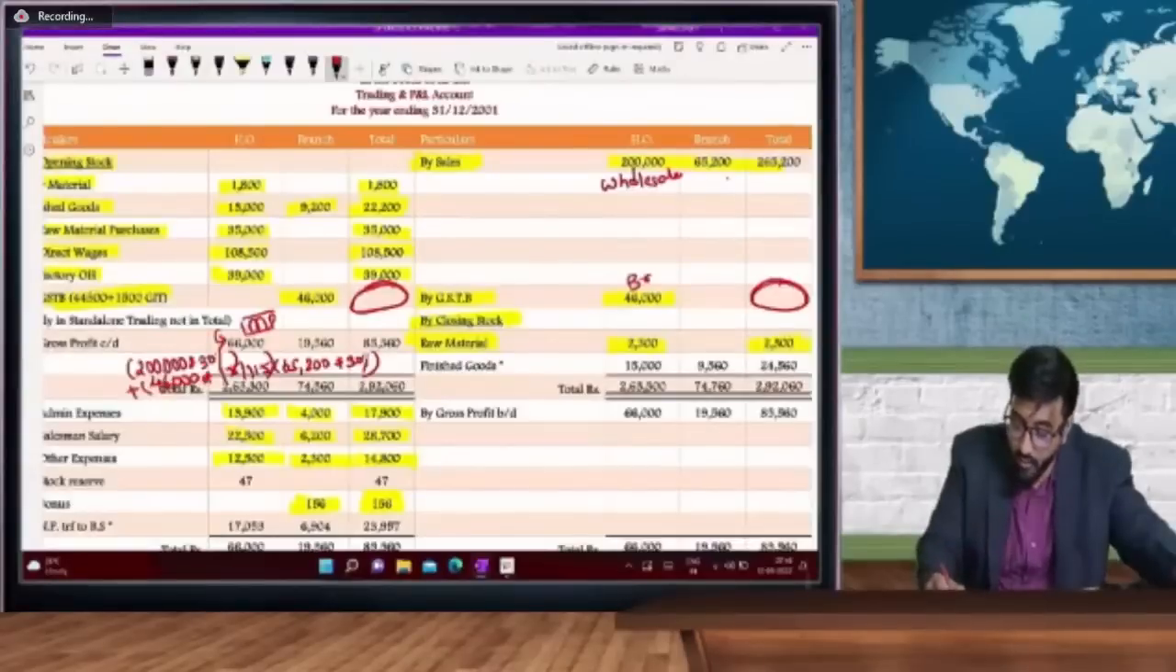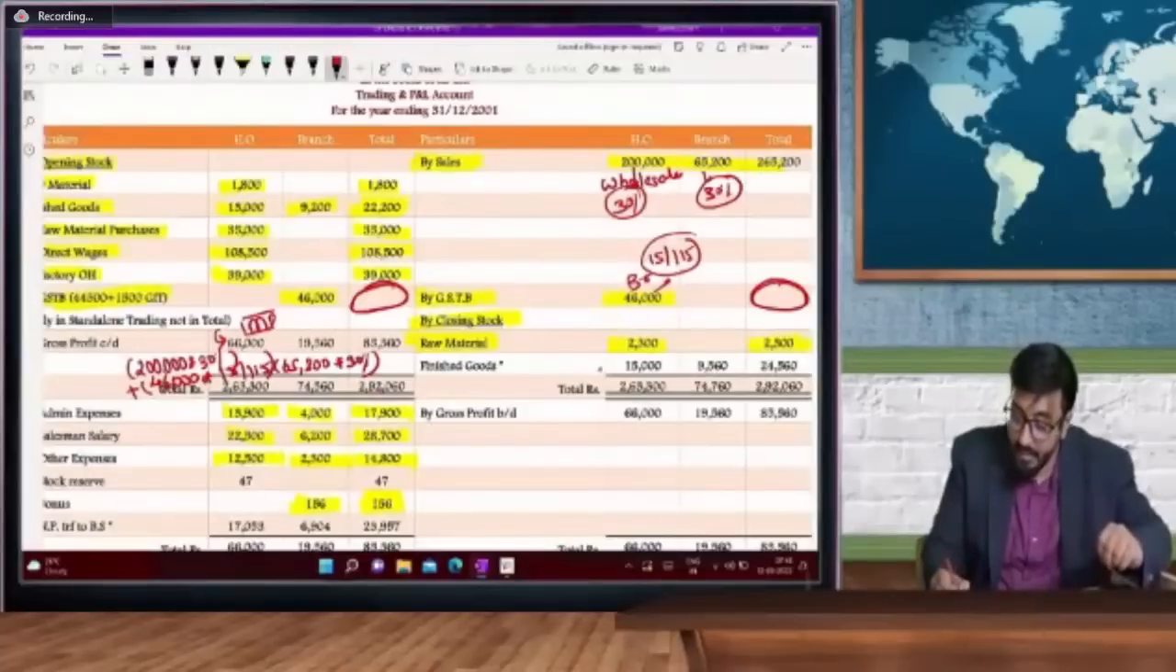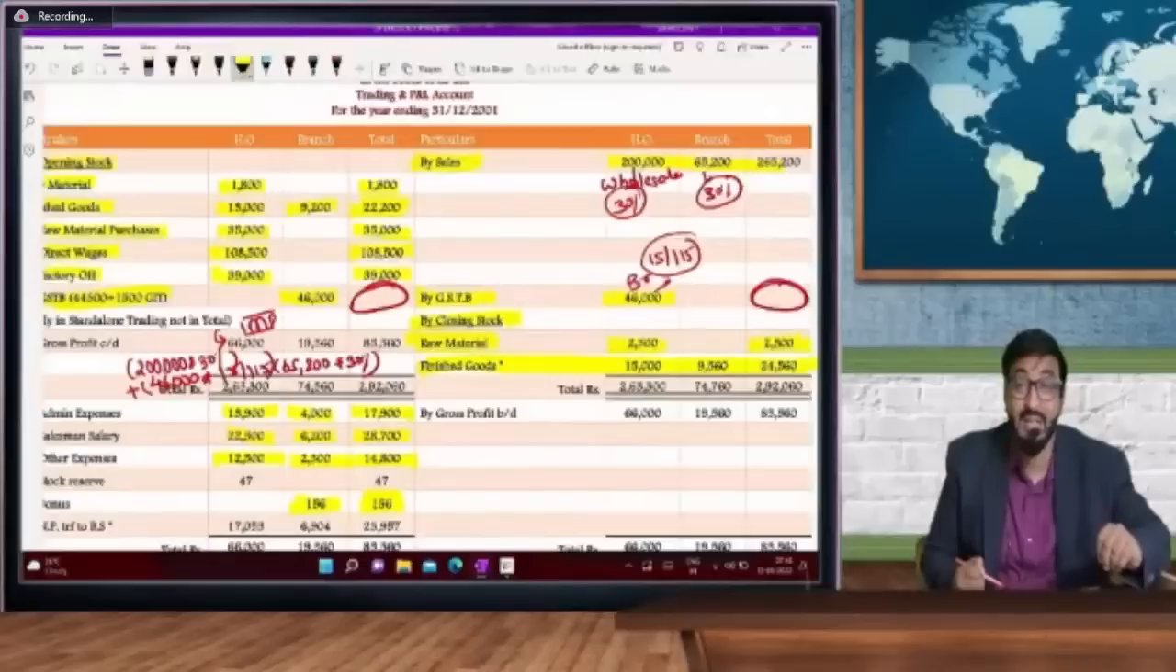So on this you have 30%, and on this you will consider 15 upon 115. And branch is also taking directly 30%. Yes, now you clear with this concept, every one of you. And see, GP, I will write it now here by GP brought down, two effects, and finished goods is my balancing figure. If you take total of the trading account and balancing figure, you will get the finished goods.